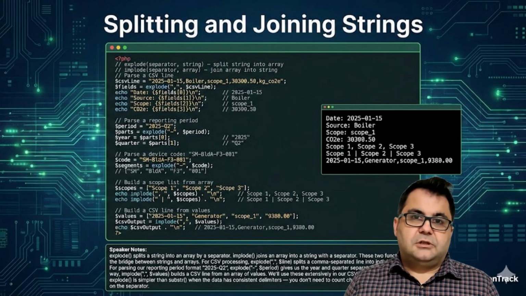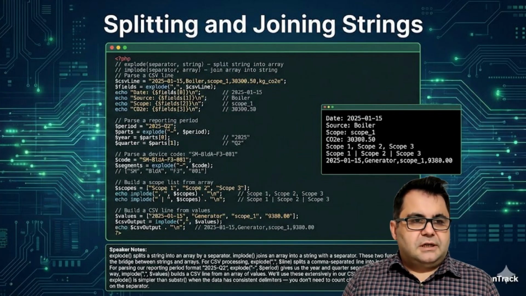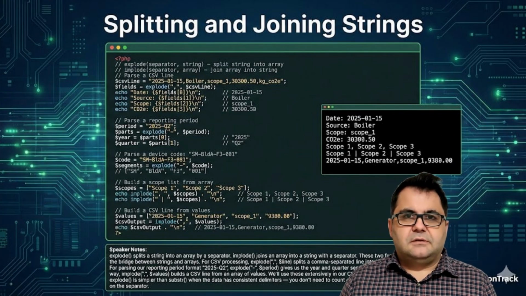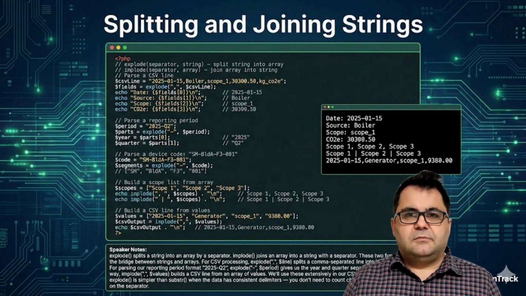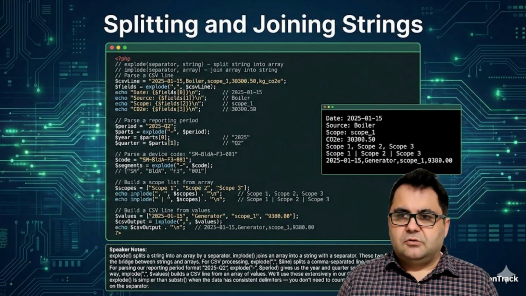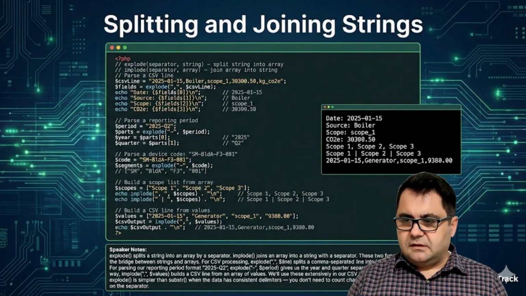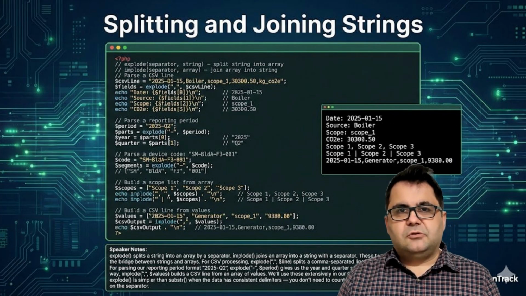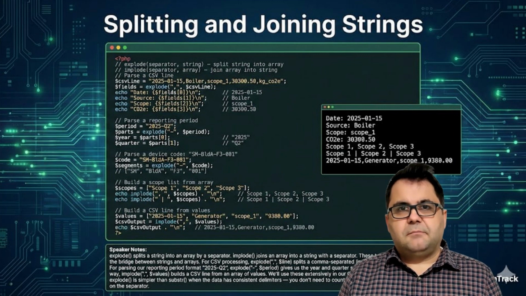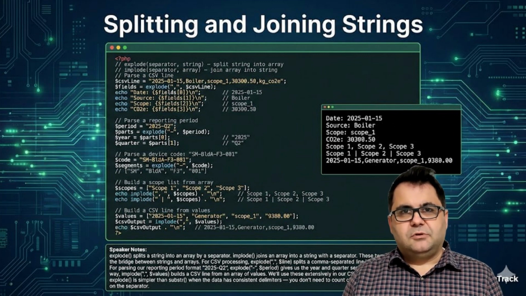Explode splits a string into an array by a separator. Implode joins an array into a string with a separator. These two functions are the bridge between strings and arrays. For CSV processing, explode a comma-separated line into individual fields. For parsing our reporting period format, 2025-Q2, explode $period gives us the year and quarter separately.